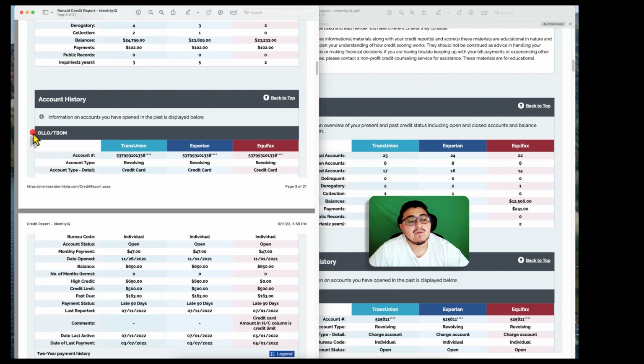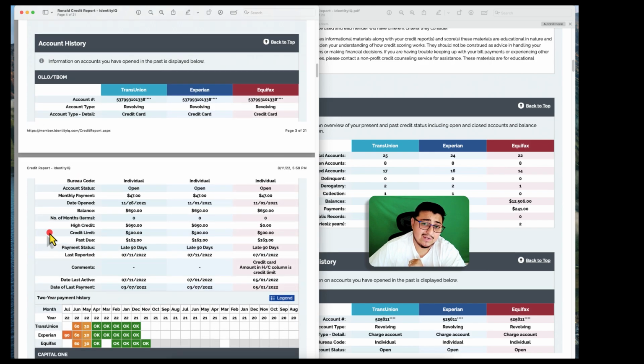Account history, if you look at an account in IdentityIQ, it should always have the name of the creditor, account number, account type, account detail, and a bunch of other things. And this is how we're going to dissect and analyze the credit report. Right off the bat, I can already tell this is a delinquent account. So you guys need to know how to dispute a delinquent account. We're going to do it together right now.